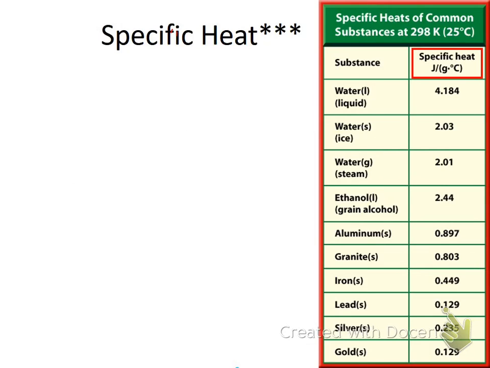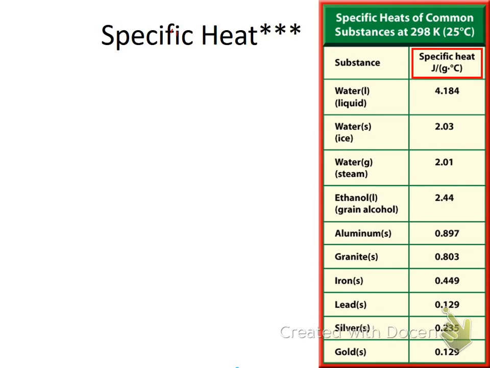Okay. So, take a look at this table here. This table has lots of information, and all the numbers are different. Well, why are they different? Because they are specific to the substance. What is the highest specific heat on this chart? Liquid water. Very good. And what does it tell me the specific heat is? 4.184. That number looks familiar.